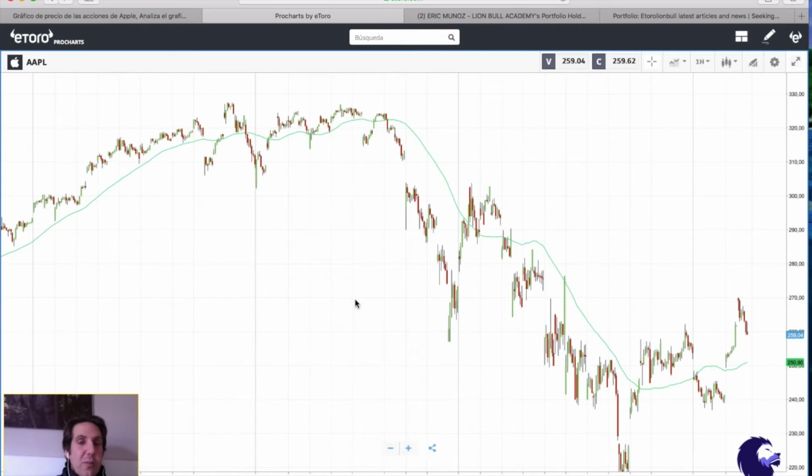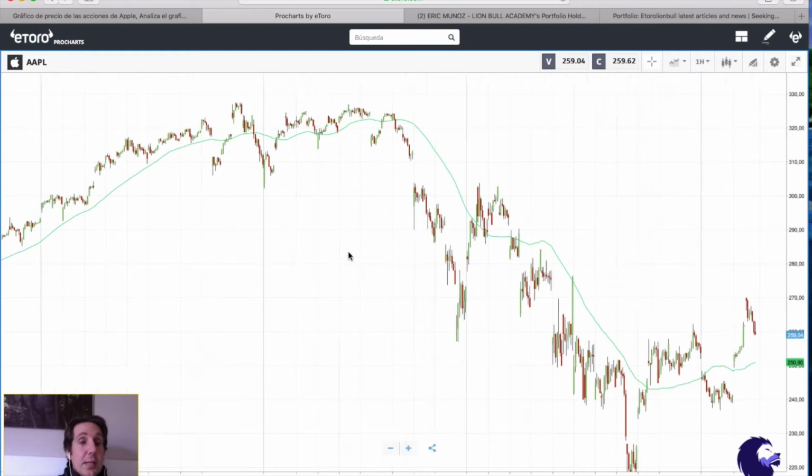What do we use it for? First, you can understand the trend more easily. If the price is below the 50 moving average, it's a downtrend. If the price is above, it's an uptrend. How can we use it for a strategy?